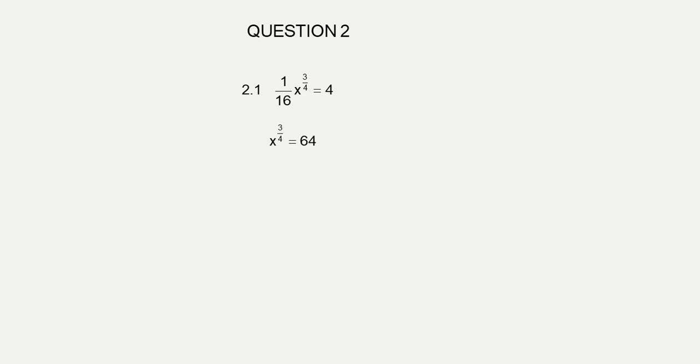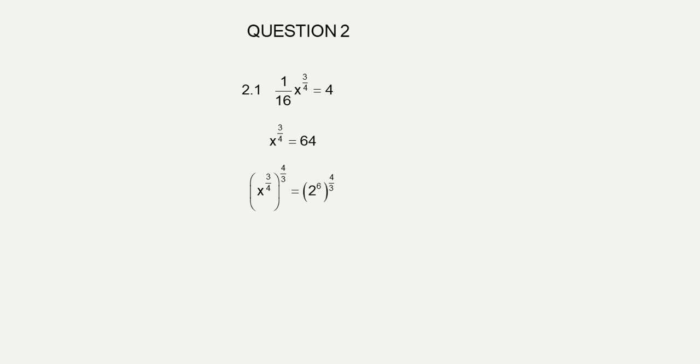What you do is multiply both sides by 16 so that you get rid of the 16 in the denominator on the left hand side. So you are left with x exponent 3 over 4, and 4 times 16 is 64. 64 can be written as 2 exponent 6. Because on the left hand side you want to have x exponent 1, you raise it to the reciprocal of the exponent. The reciprocal of 3 over 4 is 4 over 3. And you do the same on the right hand side.